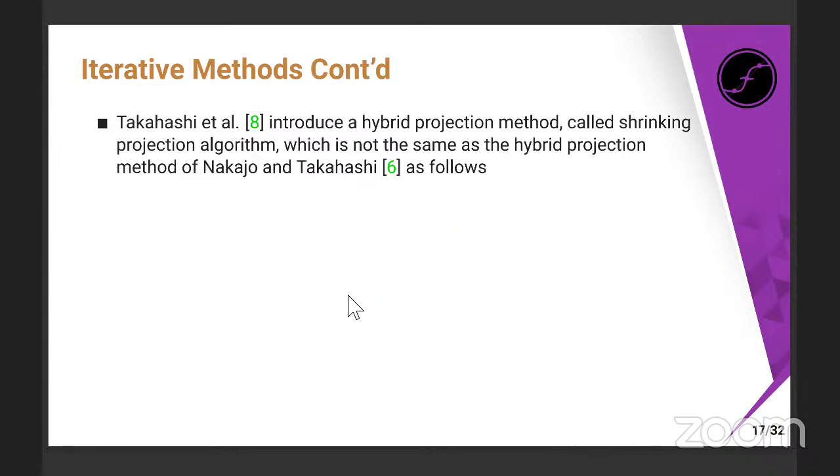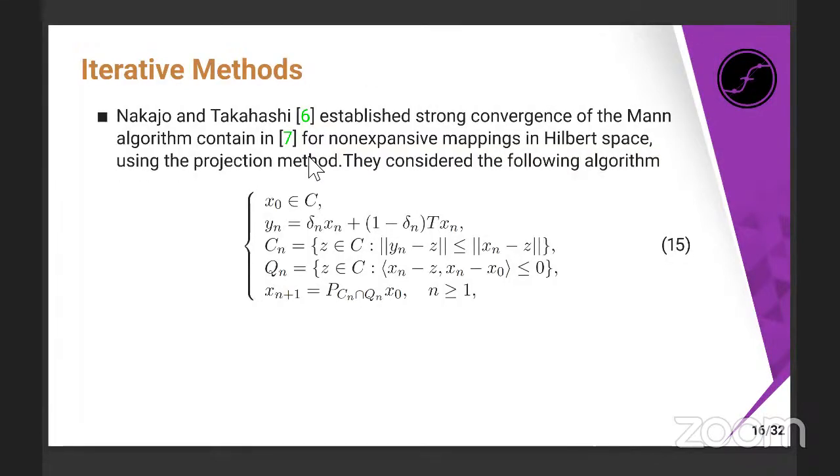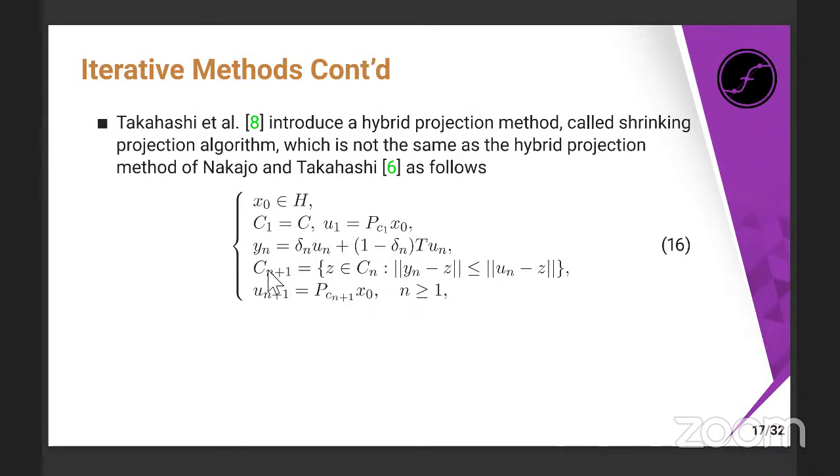Similarly, Takahashi and his associates introduced another projection method. They call it the shrinking projection method, which is not similar to the algorithm of Nakajo and Takahashi, because in Nakajo and Takahashi they worked with 2 half spaces, while in this one he dispensed with the computation of Qn, so he considered only one half space. So he also obtained strong convergence for this particular problem.